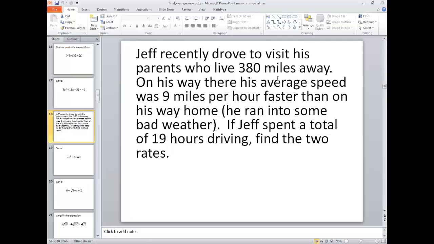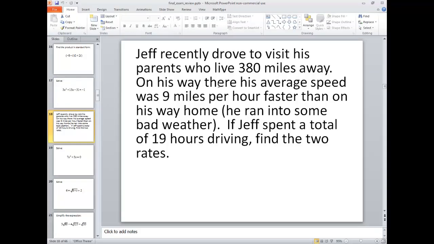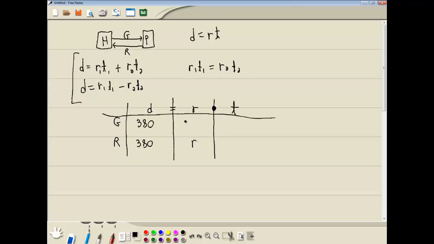Okay, let's see what else it says. On his way there, his average speed was 9 miles per hour faster than on his way home. Okay, so returning, we'll say his rate was R. On his way there, his average speed was 9 miles per hour faster. Well, if this is R, 9 miles per hour faster, this would be R plus 9.